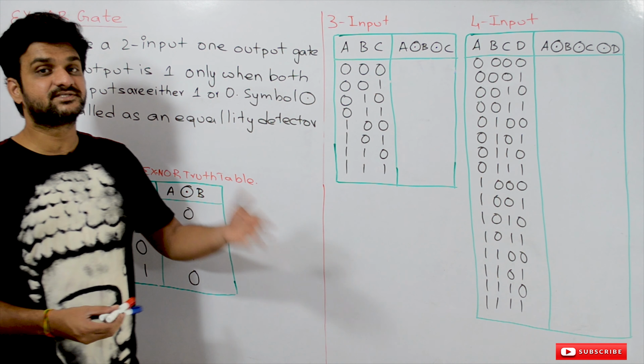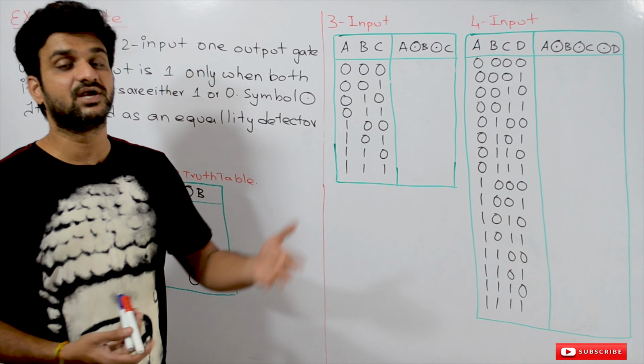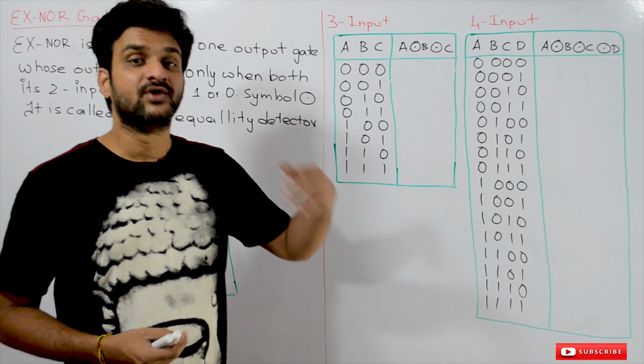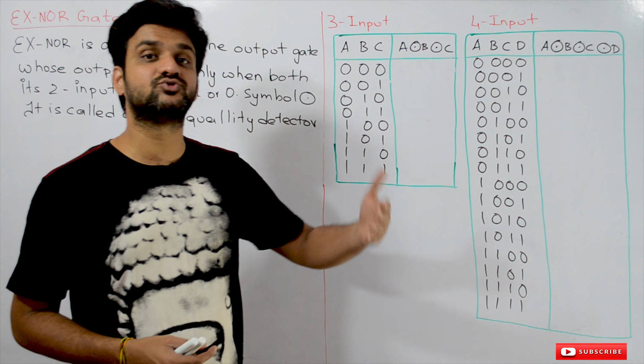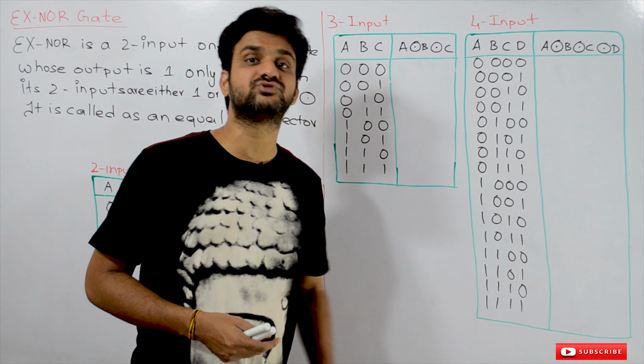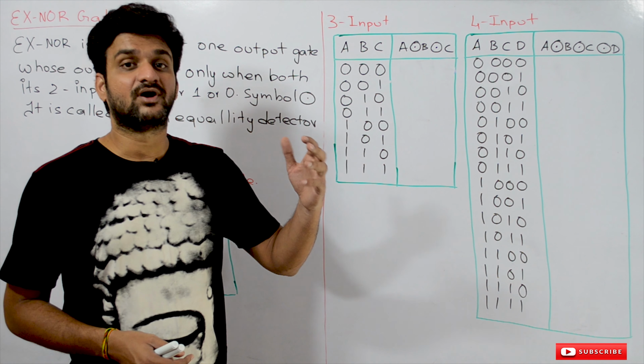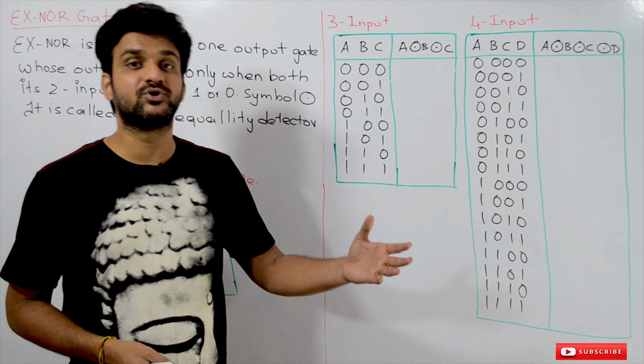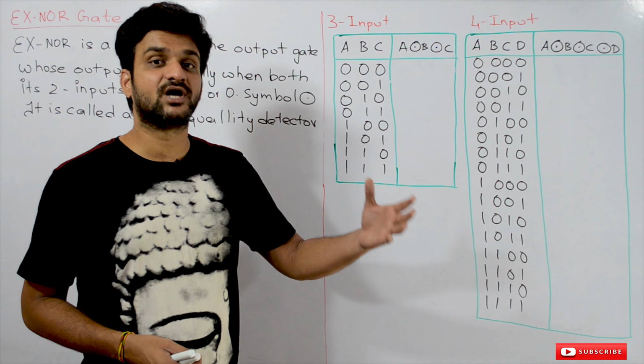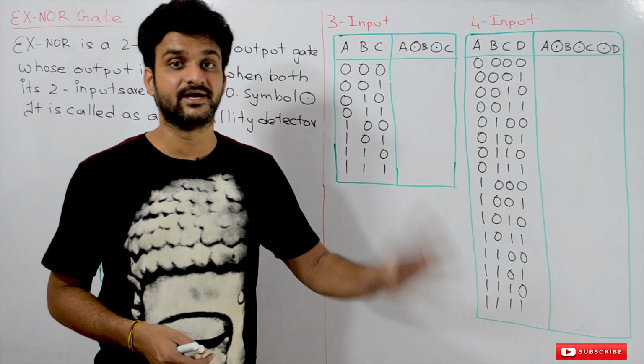XNOR gate is also called a NOT XOR gate, which means adding a negation to the XOR gate is going to produce the output for the XNOR gate. Just negating the concept of XOR gate is going to produce the output for XNOR gate.